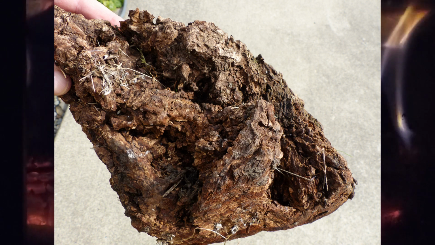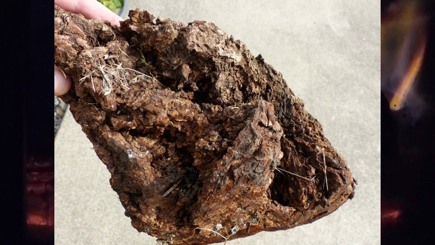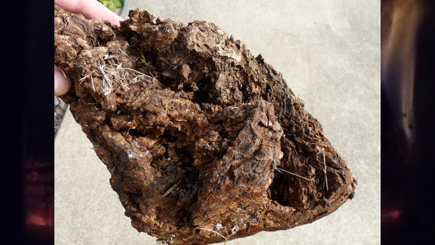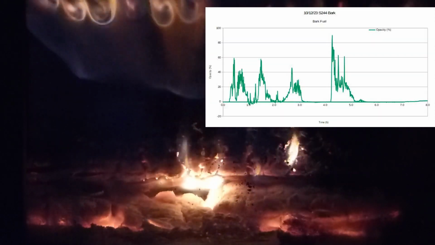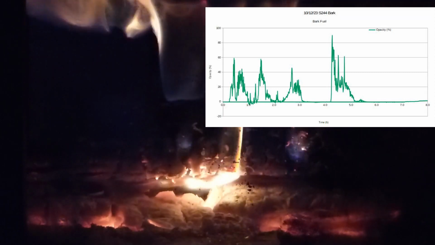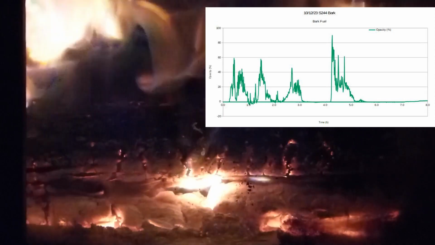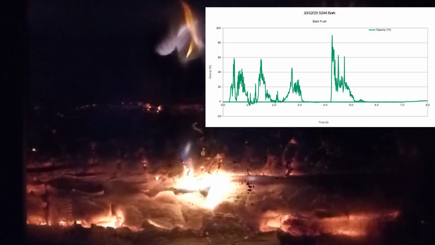In this video, once we got the stove warmed up, all the fuel was bark. Bark tends to be the most smoky fuel you can put in a wood stove. This is our opacity curve over time. We did pretty well with about 15% of our readings being over 20%. There's approximately 900 readings on this graph.